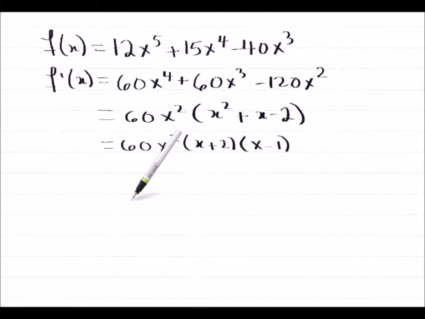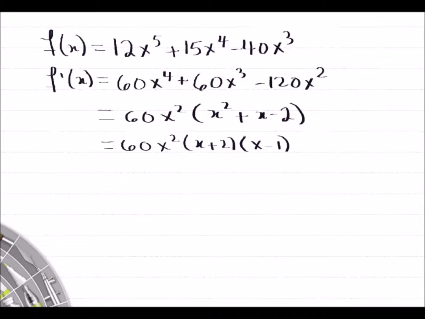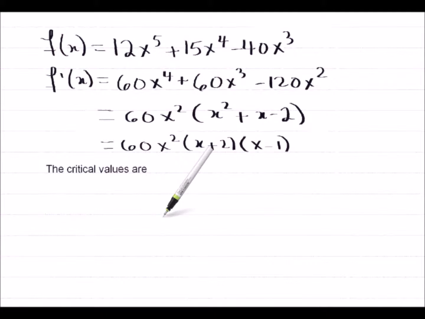Now we can write down what the critical values are. The critical values are what? They are the values that make f prime equal to 0. f prime will be equal to 0 if its factors are equal to 0. So that's if 60x^2 is equal to 0. Well, that occurs if x equals 0. x plus 2 is equal to 0 if x is minus 2, and x minus 1 is 0 if x equals 1.